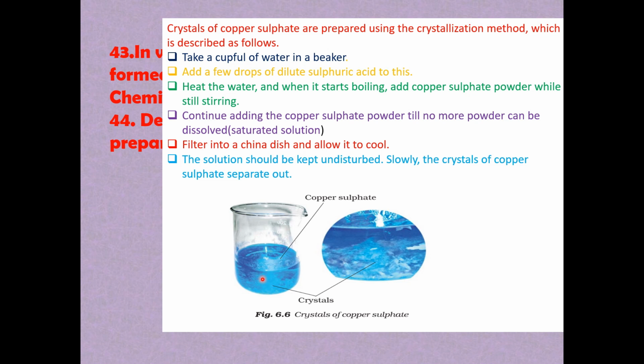Filter into a china dish and allow it to cool. The solution should be kept undisturbed. Slowly, the crystals of copper sulfate separate out. So this is how crystals of copper sulfate are prepared using the crystallization method.